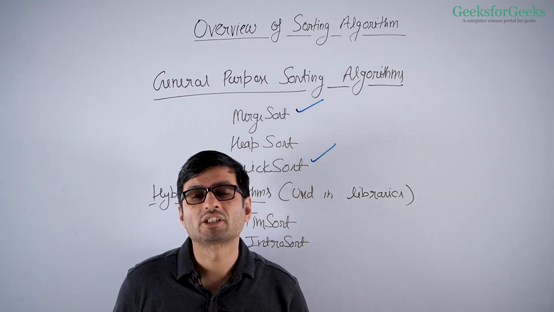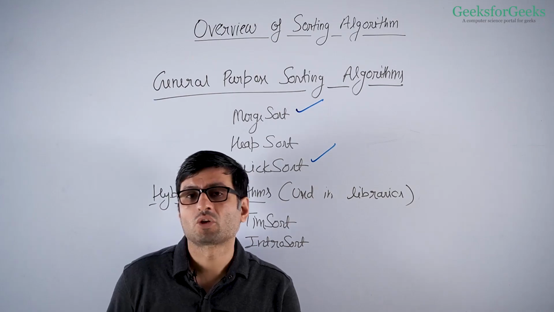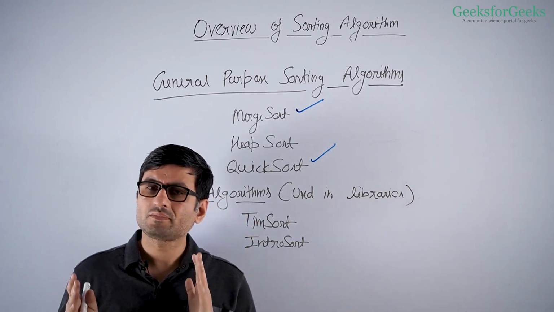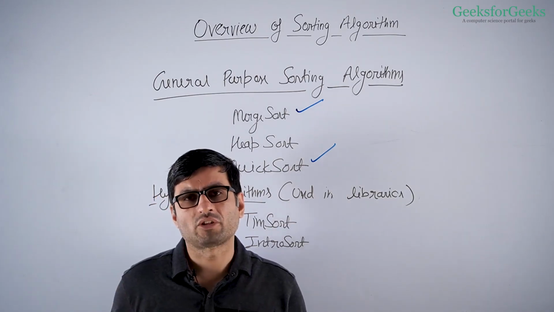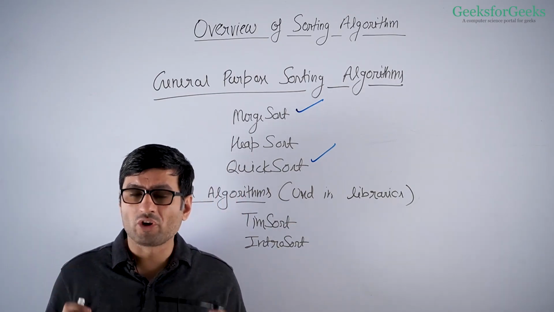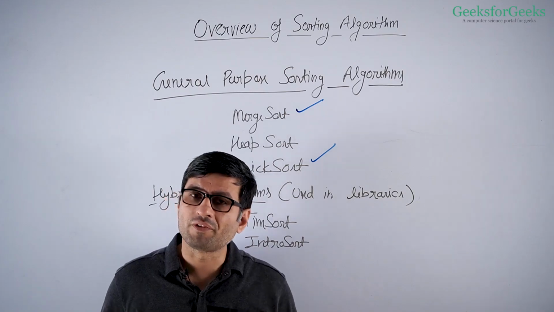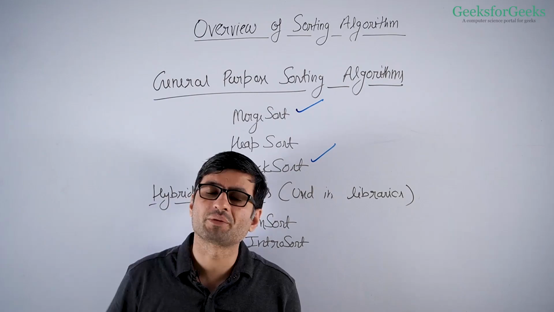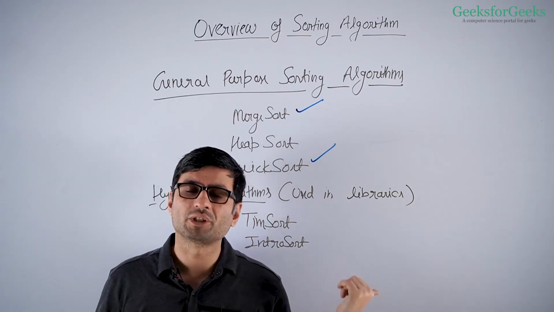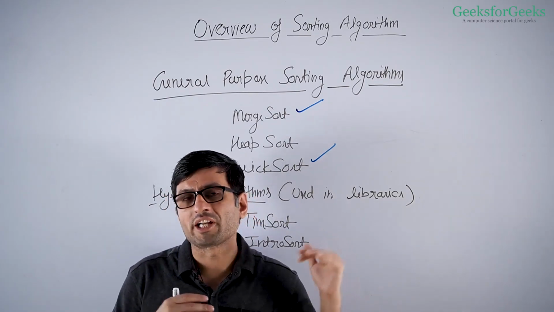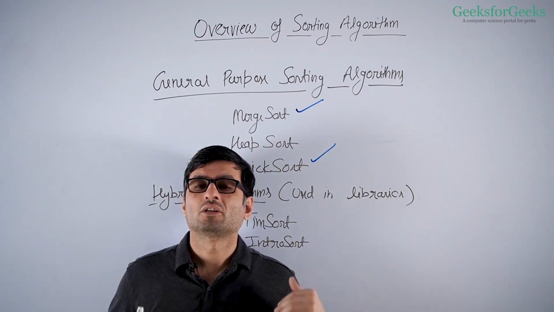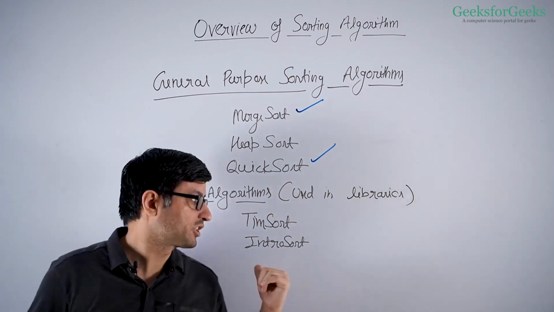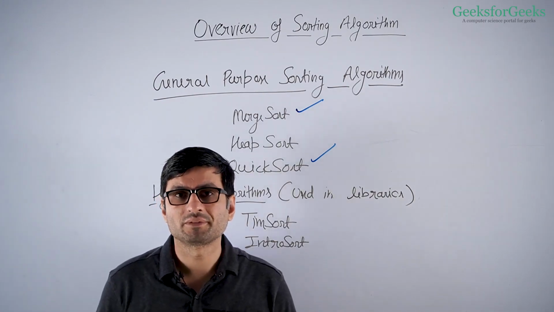Intro sort is a hybrid of quick sort, heap sort and insertion sort, 3 sorting algorithms. In general, it uses quick sort. And when your quick sort is doing many unfair partitionings and the number of recursion calls are going beyond log n, it switches to heap sort. And when the array size becomes small, it switches to insertion sort. So it's a mix of 3 sorting algorithms, and it is used in the C++ library.